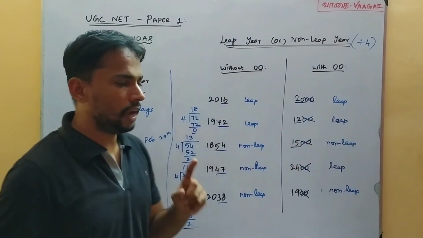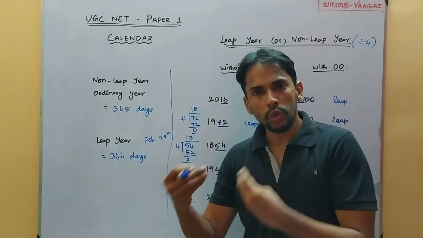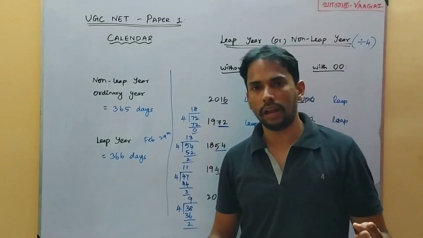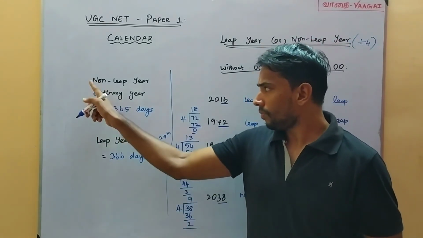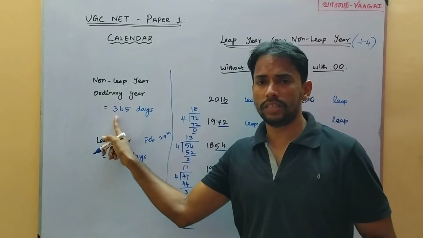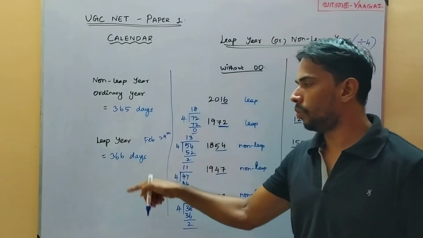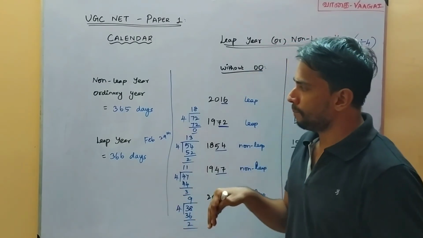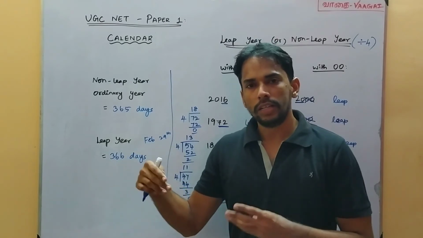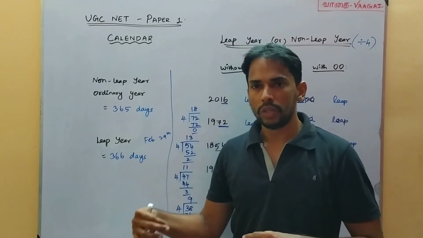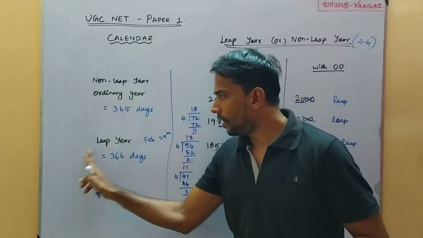Fine. And one more thing I wanted to give here itself, because it will be very useful when we do problems from calendars. A non-leap year has 365 days, and a leap year has 366 days. Now we want to calculate the odd days, which we just saw, for a non-leap year and a leap year.